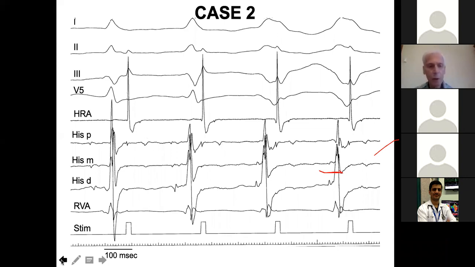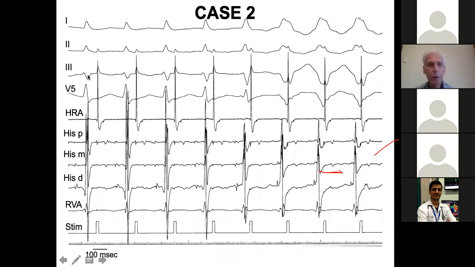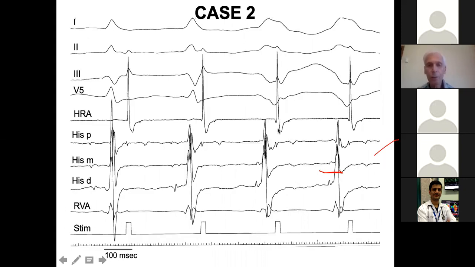Look at this slower speed. All these are normal narrow QRSs with normal HV interval, and there's a gradual increase. You can see decremental conduction in the AV node. The AH is getting progressively longer, and then at some point it blocks in the node and goes down the atrial fascicular and up the His. So does that answer your question?